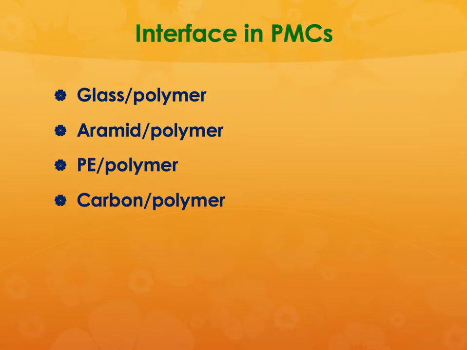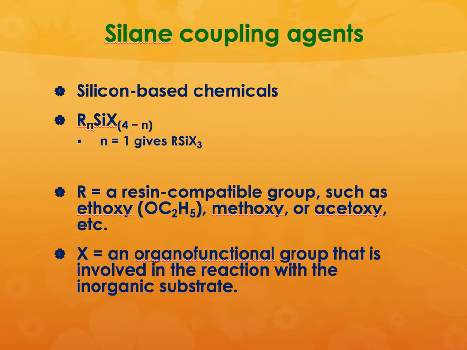Here we are going to be talking about the kinds of interfaces that you can find in different kinds of polymer matrix composites. We will also talk a little bit about interfaces in ceramic matrix composites, but we will be doing that more in the later classes. Here we will talk about interfaces in glass polymer composites, aramid polymer composites, polyethylene polymer composites, and carbon polymer composites.